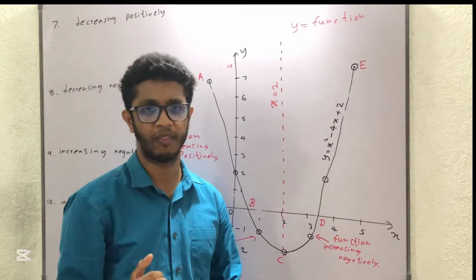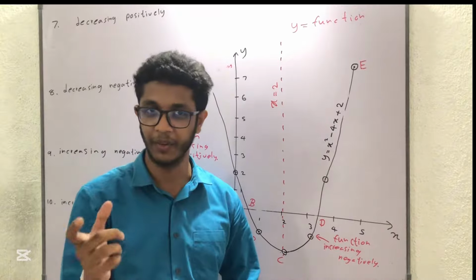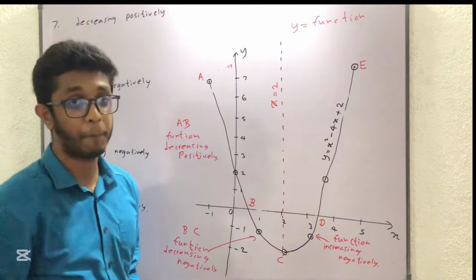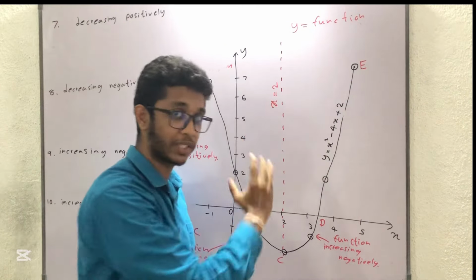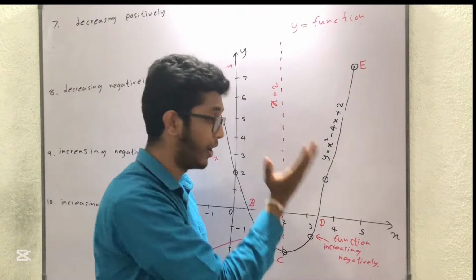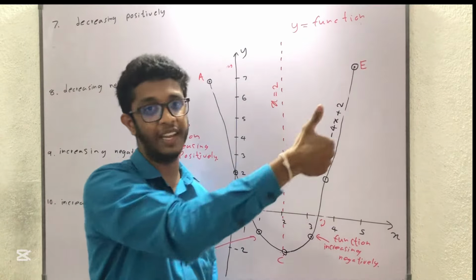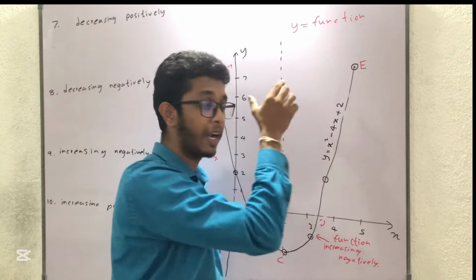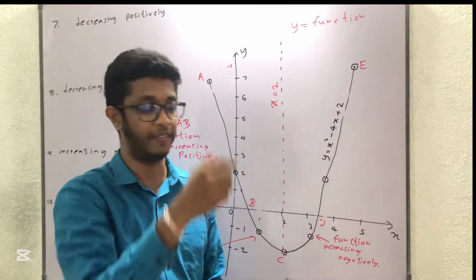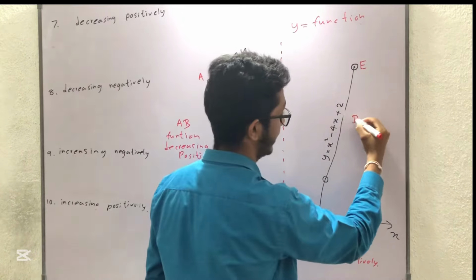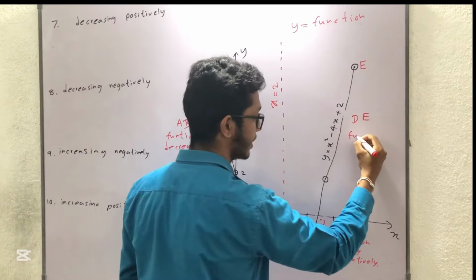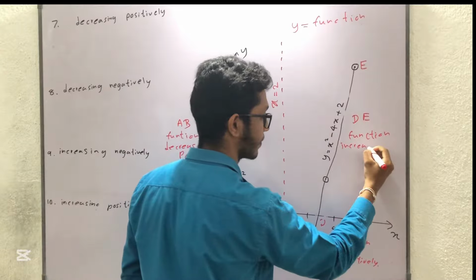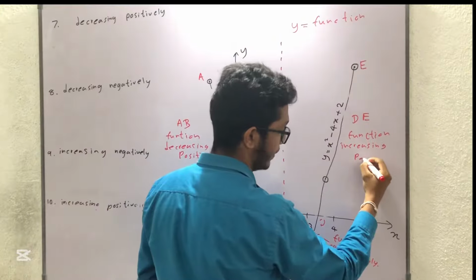What is the sign of those y values? Are they positive or negative? All the y values in this DE part are positive. They are positive and they are increasing. So we call y values positively increasing. Y means function. So we call in this DE part, function is increasing positively.